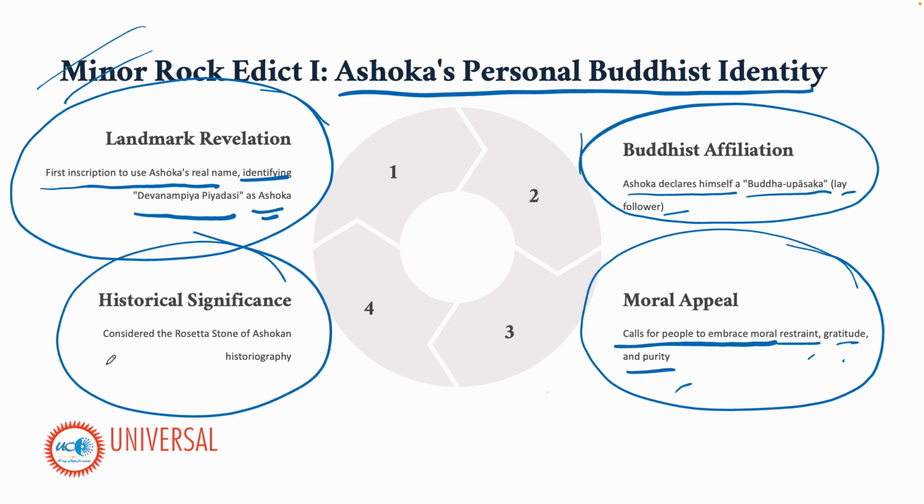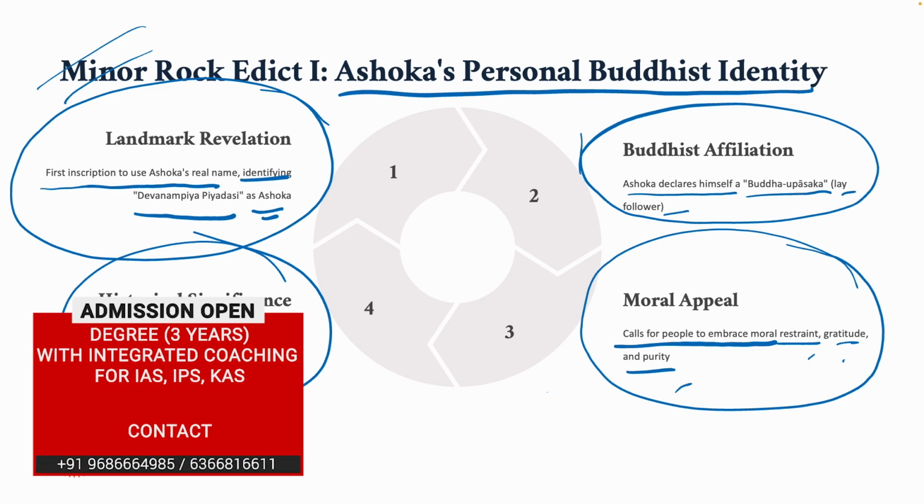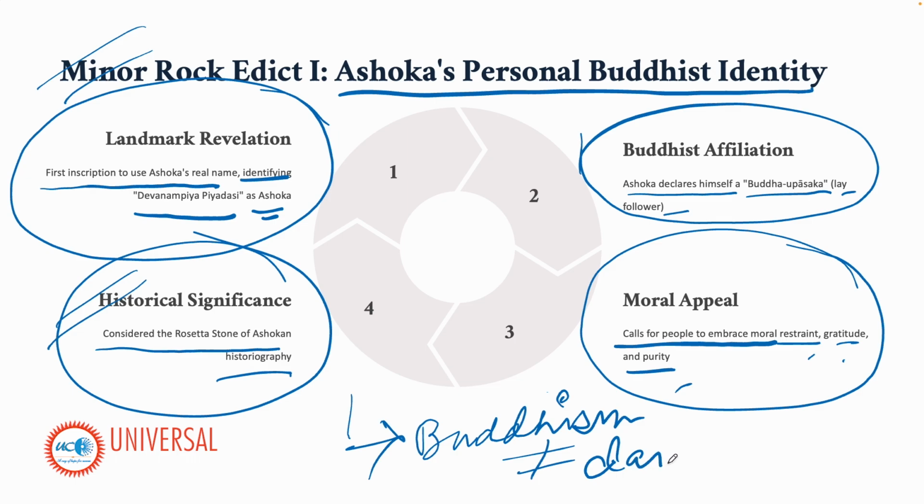Historical significance. It is considered the Rosetta Stone of Ashokan historiography because Minor Rock Edict 1 discloses Ashoka's personality as a propagator of, on one hand, Buddhism, and on the other hand, his own moral conduct that is unrelated to Buddhism, that is Dhamma. I hope it is clear. Don't confuse Dhamma with Buddhism.